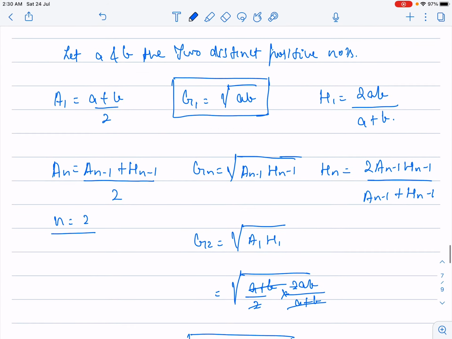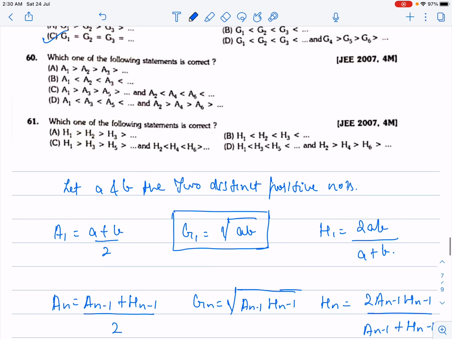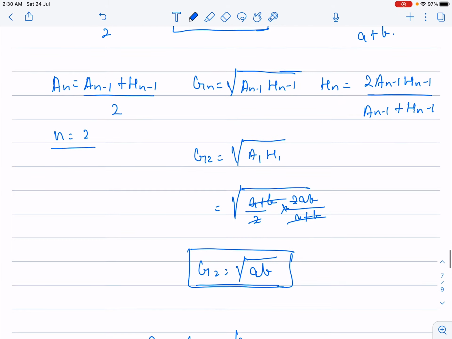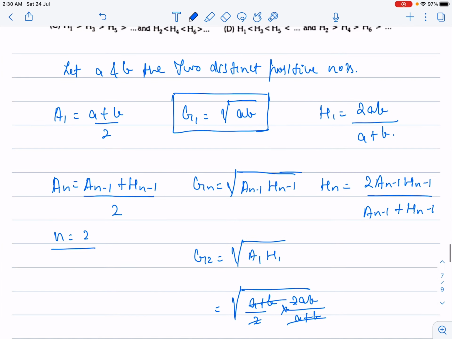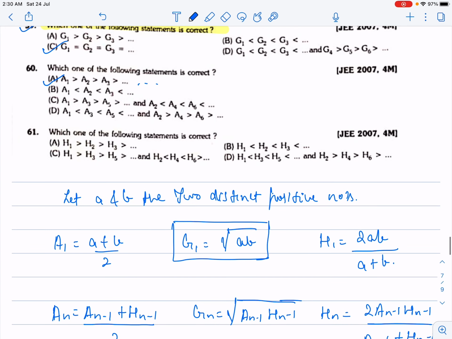This will be able to solve two more questions written on the screen. That means what, my dear students? a1 was greater, a2 was smaller, a3 was even smaller, and goes on up to infinity. Similarly, this was derived by us over here for h. So option number B should be marked by us.